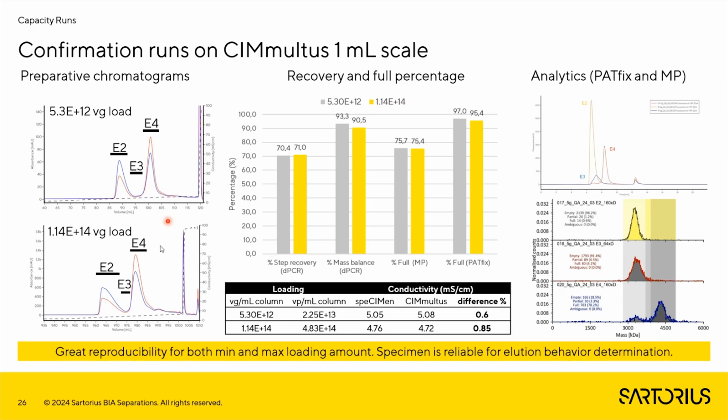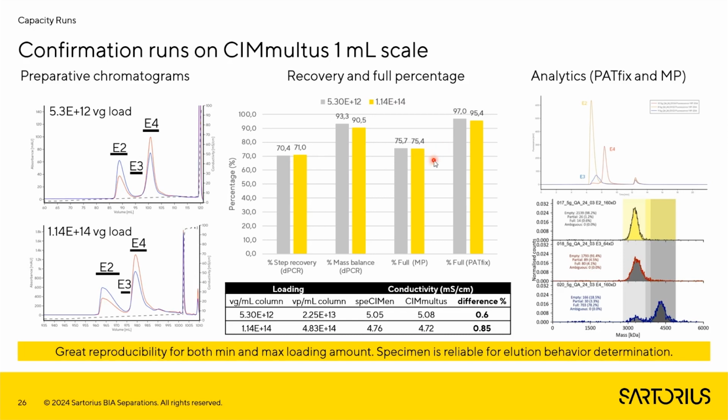So in E4, in both approaches, we're reaching roughly 70% of vector recovery. The mass balance, the next section, shows us the cumulative, so basically the entire recovery, if we also account for the flow-through plus wash, the E2 and E3, so everything that comes off the column. And in this case, we're seeing full recovery. So from those 93% recovery in mass balance, 70% is of interest, our main product.